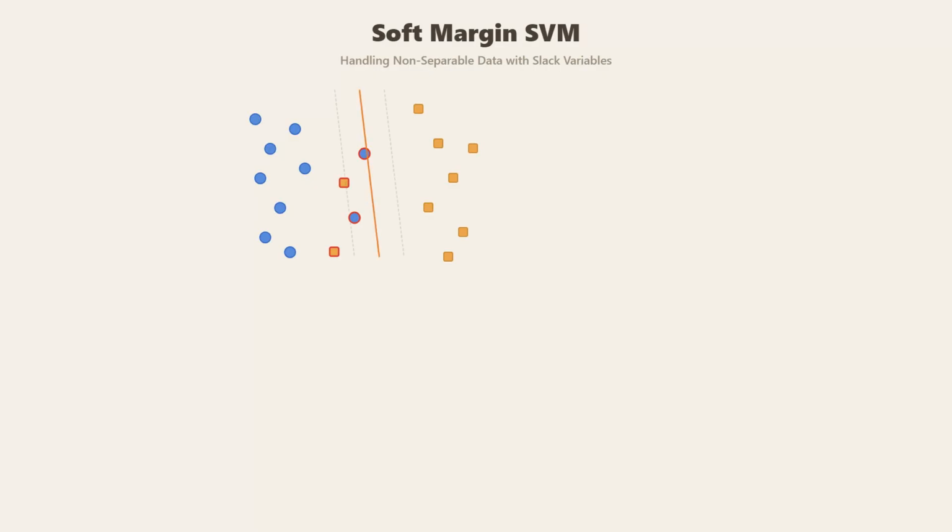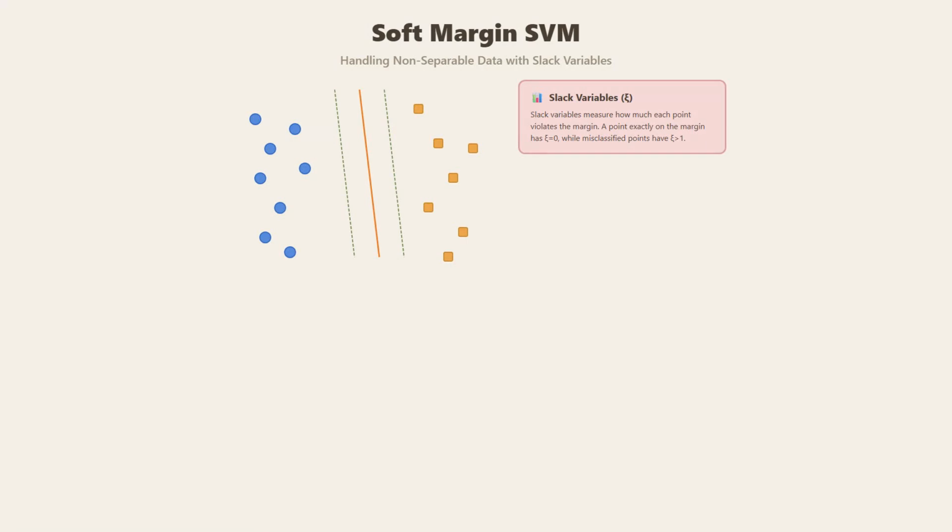To handle real-world data that isn't perfectly separable, we introduce soft margin SVMs with slack variables. This is what most implementations of SVM actually use. The idea is simple but powerful. We allow some data points to violate the margin or even be misclassified, but we penalize them for doing so.